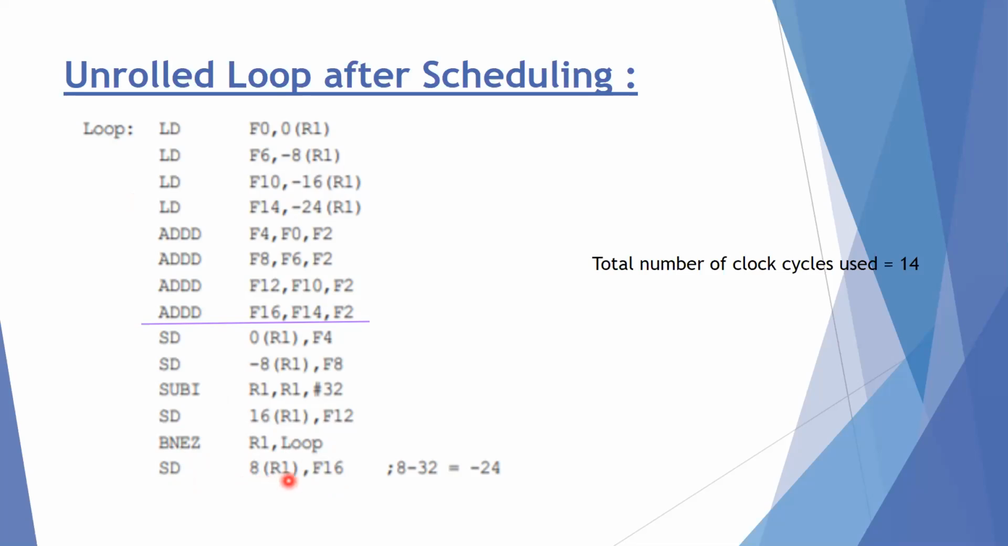The compiler of a RISC-based machine is efficient enough to play with the displacement values, right? So it can always change. So it's written here also, 8 minus 32 gives minus 24. This is just one way of rescheduling.